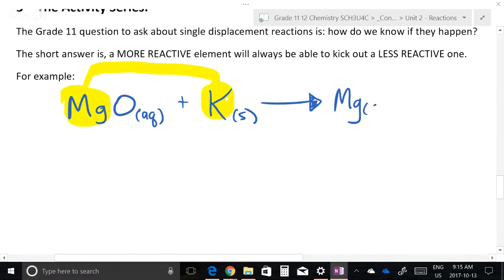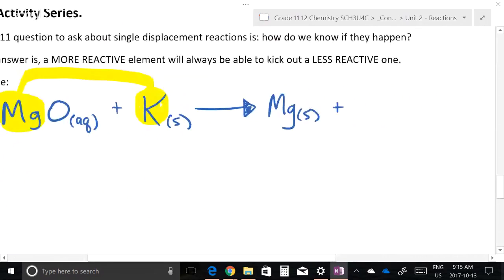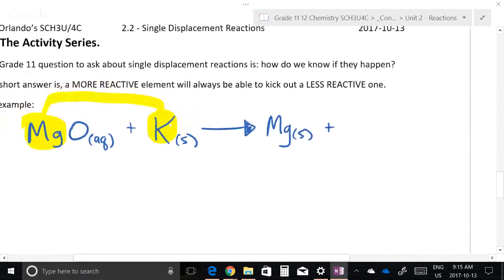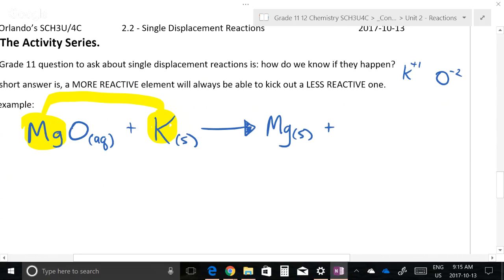All right, I like it. So we're going to get magnesium forming. And what will the compound be? Yeah, and let's just double check that. Potassium takes what charge? Yeah, and oxygen takes what charge? Great, so for those charges to cancel, what do I need? 2 of these guys, right? Does that make sense?